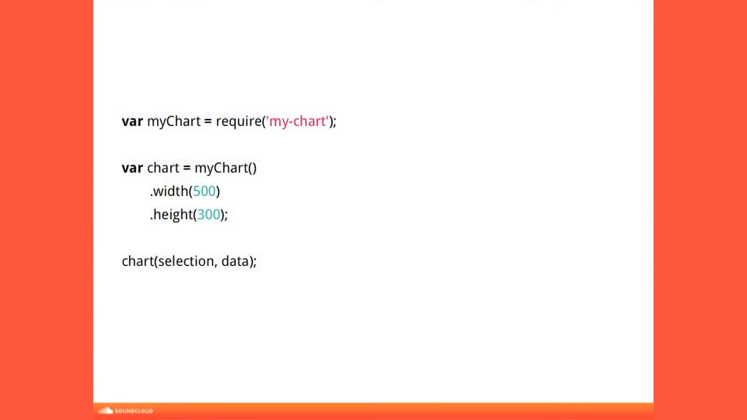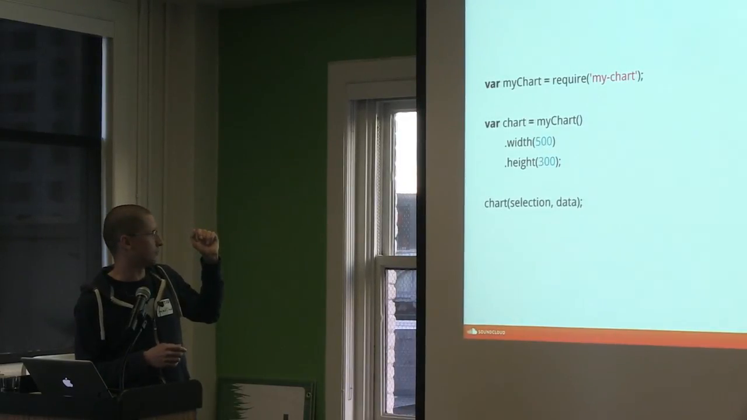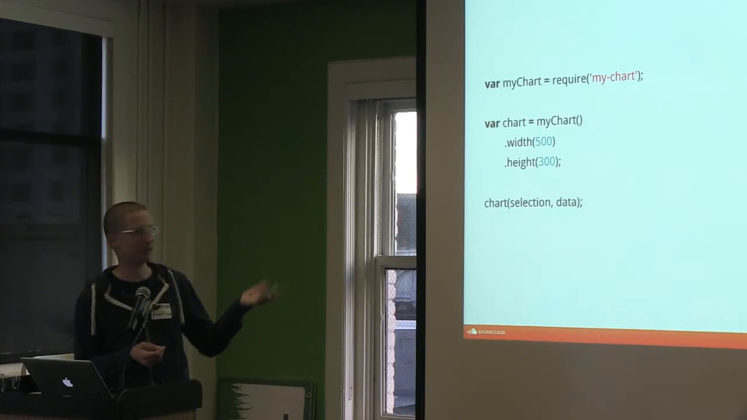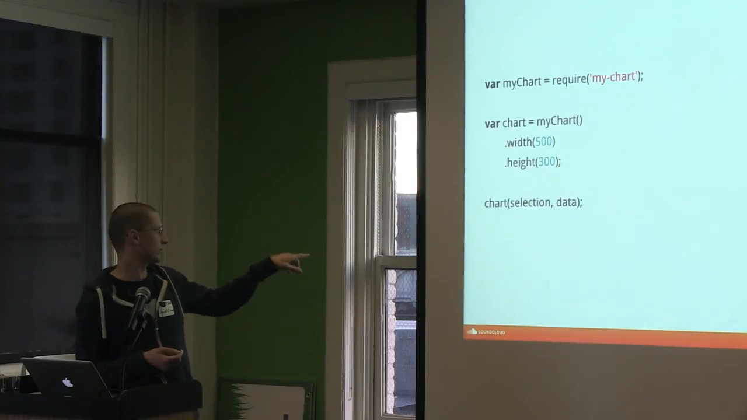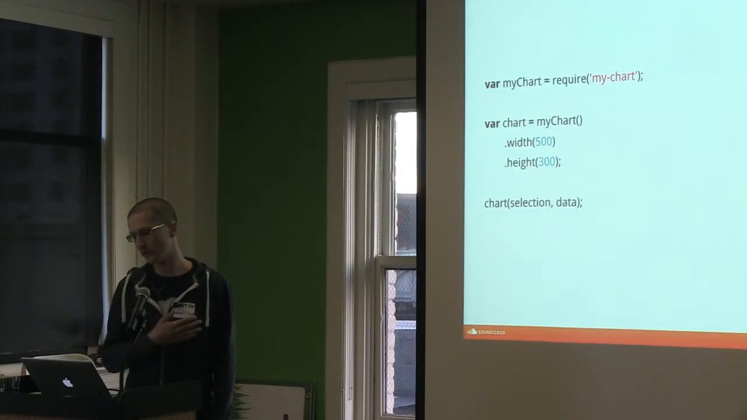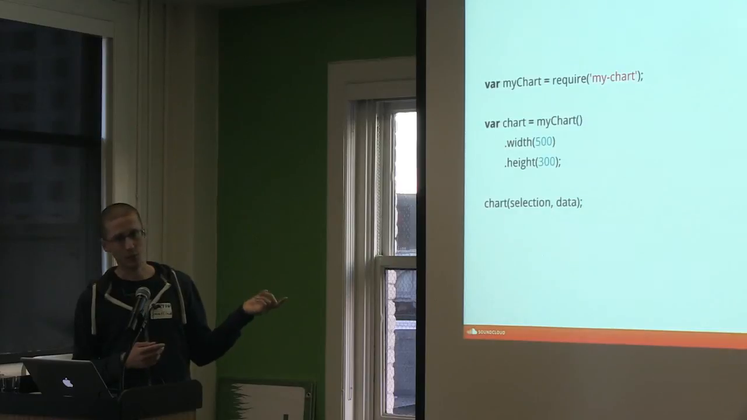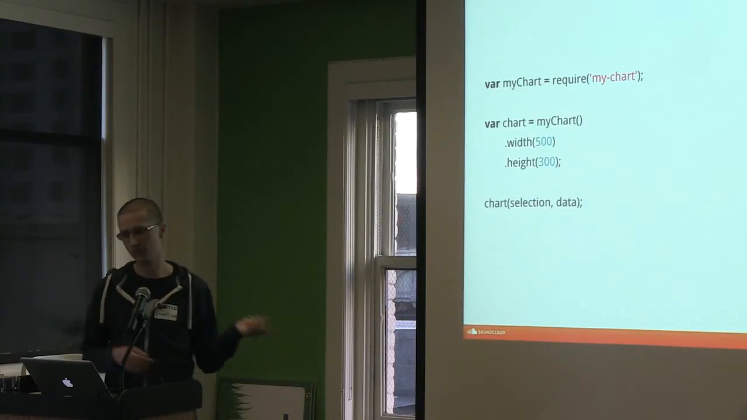So this is how to use a module like this. You have to require it. So it's just another CommonJS module which requires the previous one. And it should be already familiar. So we create an actual instance of this configurable function. We configure it, let's say, set the width and the height. And at some point later in our code, we just use this function. So there is chart, and we call it with selection and data. So that's the interface we decided to use. Every chart and every D3 component has this entry point, a function which returns a configurable function. And once the function is configured, it takes the selection and the data.